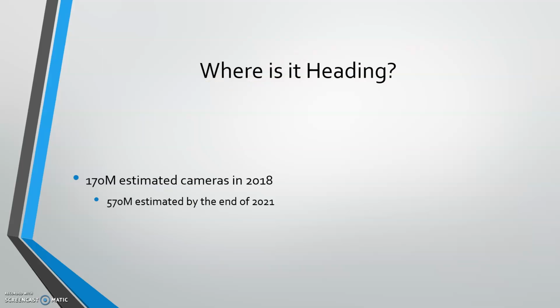And now, where is all of this surveillance in China heading? Well, right now, as of the latest data I could find, in 2018, there are 170 million estimated cameras in China surveying its people, and by the end of 2021, so next year, there will be 570 million cameras in place in major cities around China. So take that as you will. That's quite disturbing.